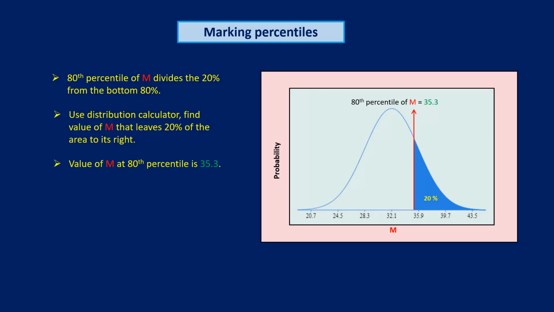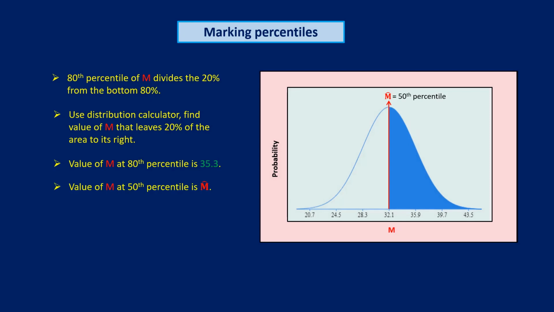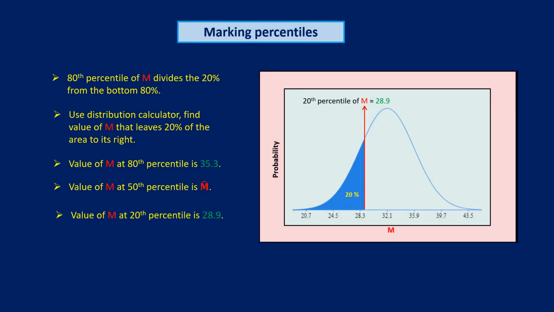So that's the score at the 80th percentile of the M distribution. 80% of the scores are at or below 35.3, and 20% are at or above 35.3. M hat is the score that separates the top 50% of the distribution from the bottom 50%. So M hat is at the 50th percentile. And the value of M at the 20th percentile of the distribution turns out to be 28.9.